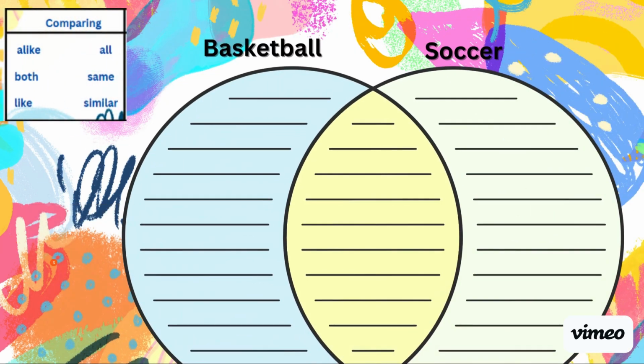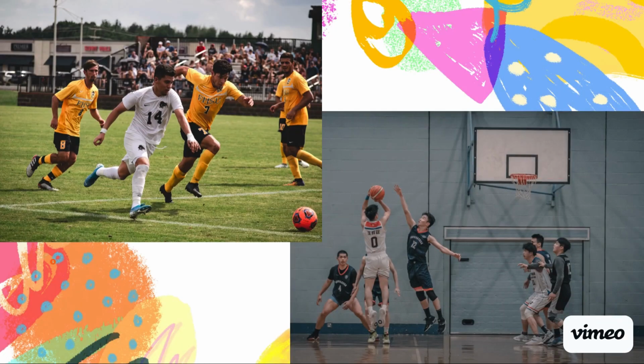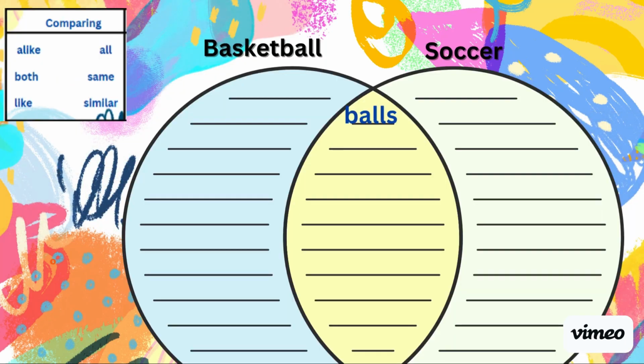Now let's use the comparing vocabulary to see how basketball and soccer are alike. Let's think about how basketball and soccer are similar. Both basketball and soccer use balls to play the game. They are similar because in both, players have to run. They are alike because in both basketball and soccer, players have to score points. They also both have teams.